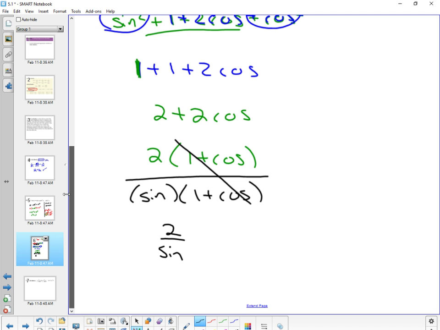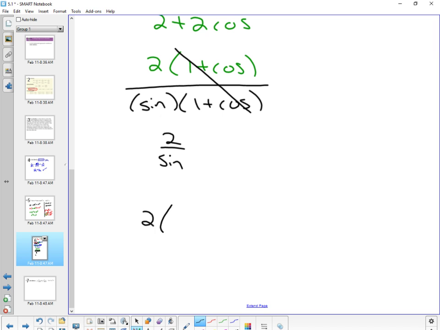If you guys don't see this, this is equivalent to 2 times 1 over sine. How can I rewrite 1 over sine? As 2 cosecant. Sorry, that's not it at all. Oh, yeah, it is. Sorry.